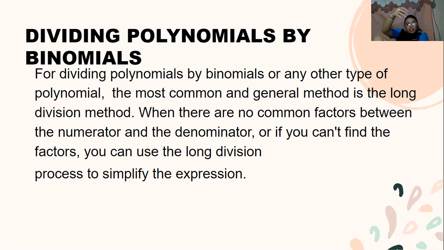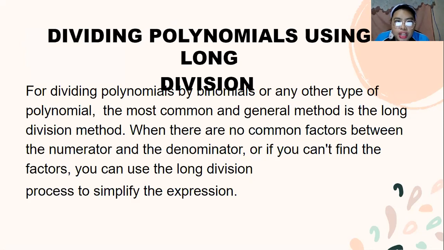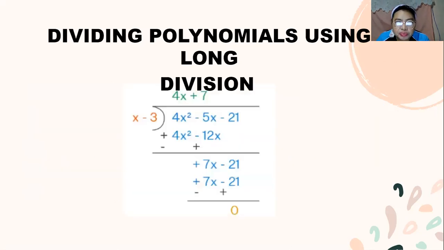Dividing polynomials by binomials. For dividing polynomials by binomials or any other type of polynomial, the most common and general method is the long division method, where there are no common factors between the numerator and the denominator, or if you can't find the factors, you can use the long division process to simplify the expression, like this one.